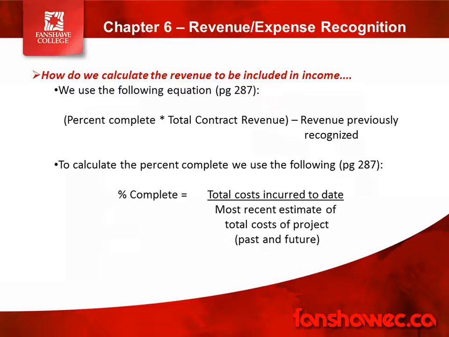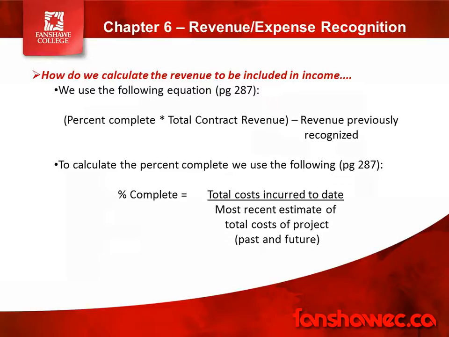So say you agreed to pay me $25,000 for the basement renovation. The costs are 20 estimated, and the revenue is 25 for me. So I have a $5,000 profit margin I'm expecting. I'm going to take that 75% of the basement I'm finished, multiply it by the total contract revenue of 25,000, and I'm going to subtract revenue previously recorded.